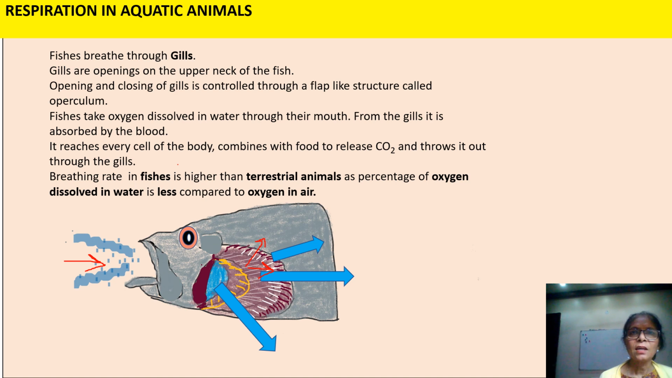Breathing rate in fishes is higher than terrestrial animals, as the percentage of oxygen dissolved in water is less compared to oxygen in air. This is a popular question which is generally asked in exams.